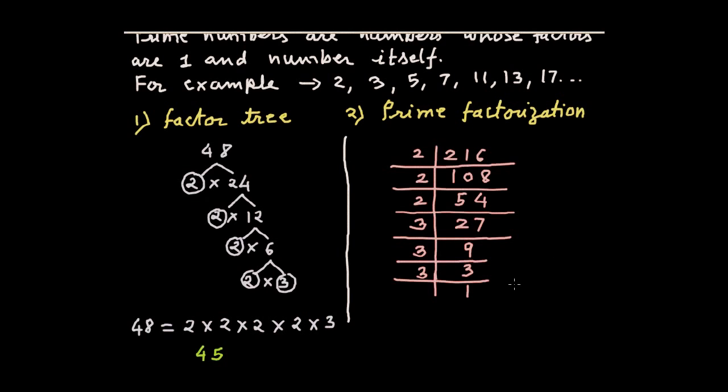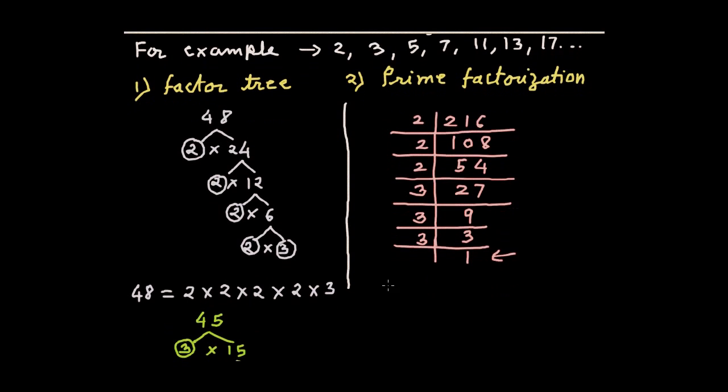So you have to solve this prime factorization till you get 1 at the end. So I can write 216 as 2 times 2 times 2 times 3 times 3 times 3. So this is known as the prime factorization method.